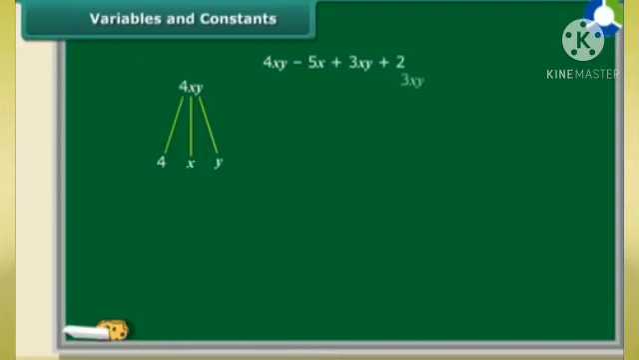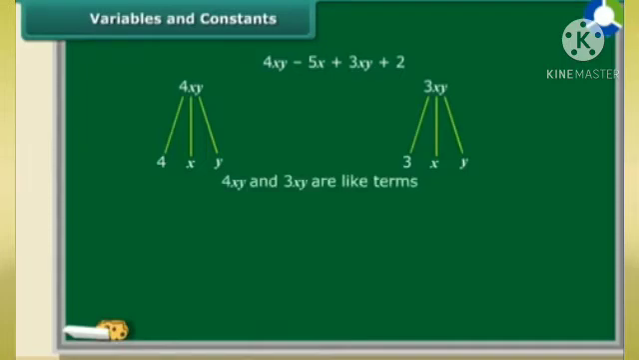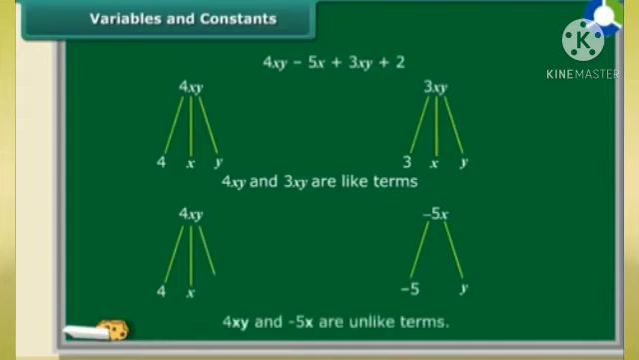Likewise, the factors of 3xy are 3, x and y. So both the terms have the same algebraic factors, which means 4xy and 3xy are like terms. On the other hand, the terms 4xy and minus 5x have different algebraic factors, so they are unlike terms.